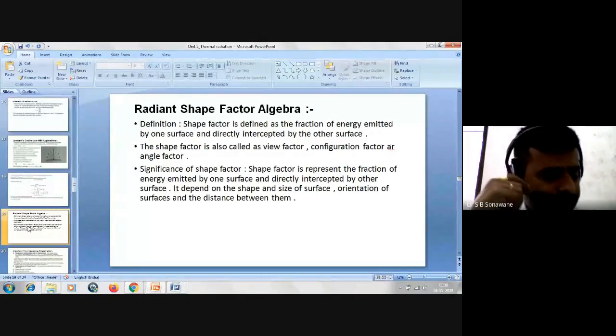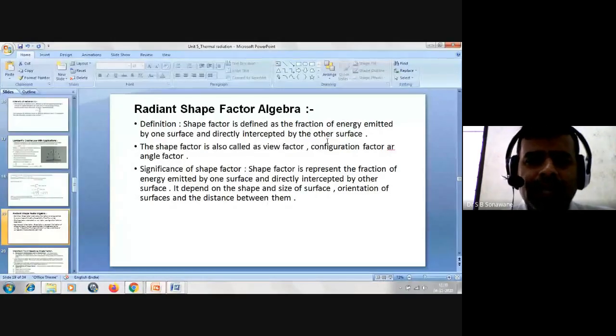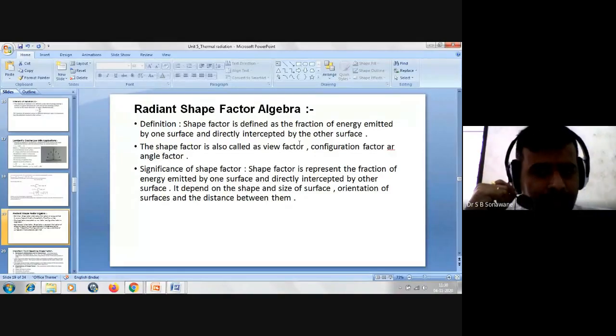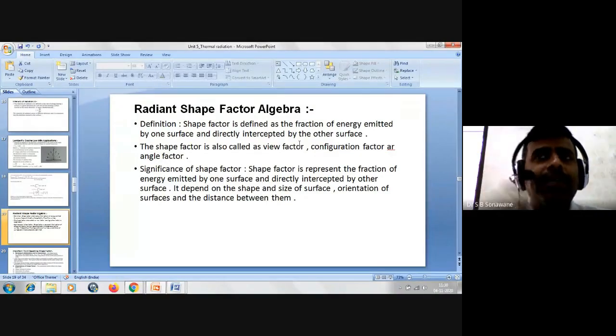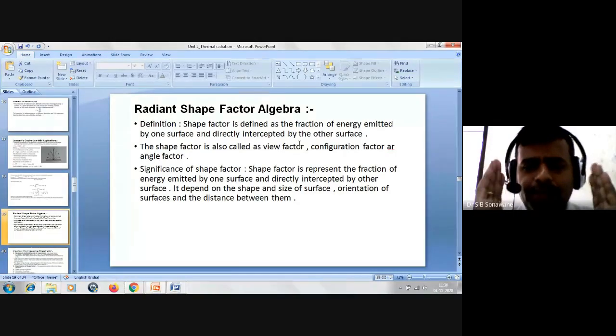Have you understood? So shape factor is defined as the fraction of energy emitted by one surface that is directly intercepted by the other surface. Q2 upon Q1 is known as the shape factor. It is also known as the view factor, configuration factor, or angle factor, because here angle plays an important role.